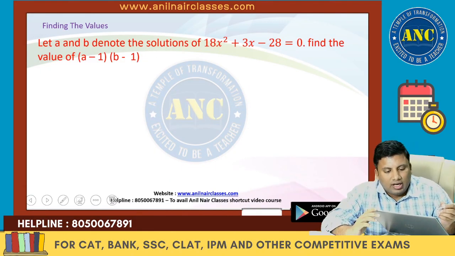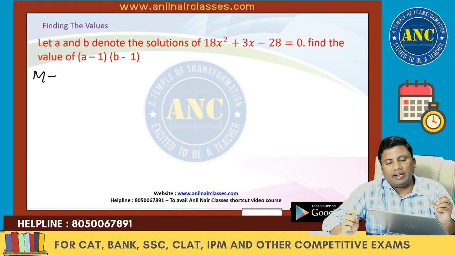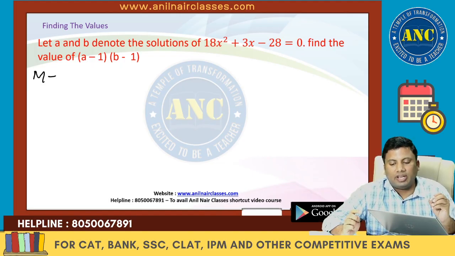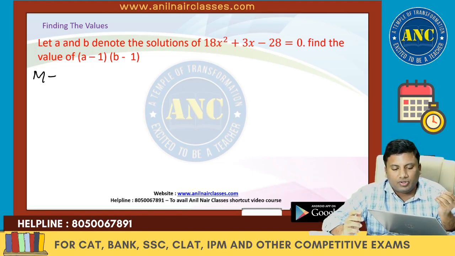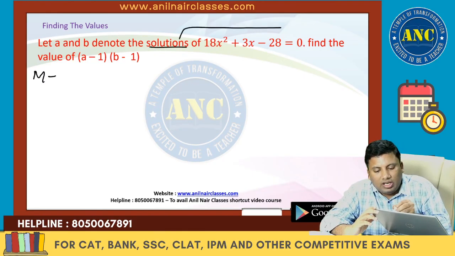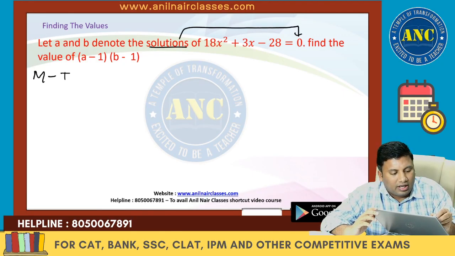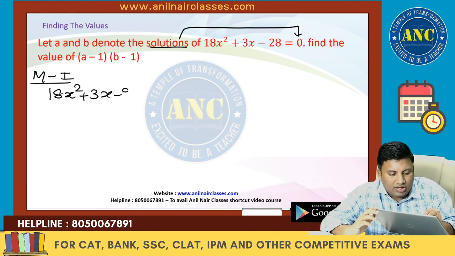This question: let A and B denote the solutions of 18x² + 3x − 28 = 0. Find the value of (a − 1)(b − 1). A solution is a value that makes the right hand side 0, then it becomes a root. Method number 1: 18x² + 3x − 28 = 0.